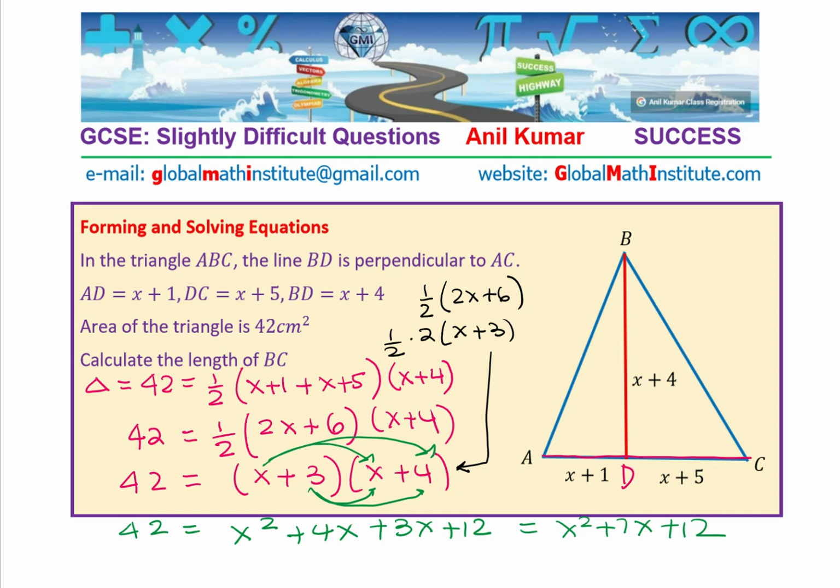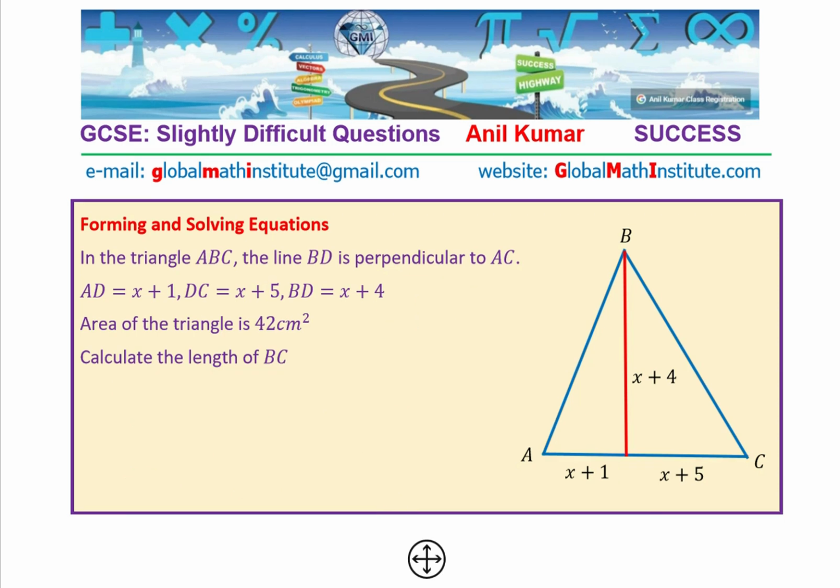So let's do it. Let's take it to the next page once again. So we have x squared plus 7x plus 12. Let's rewrite.